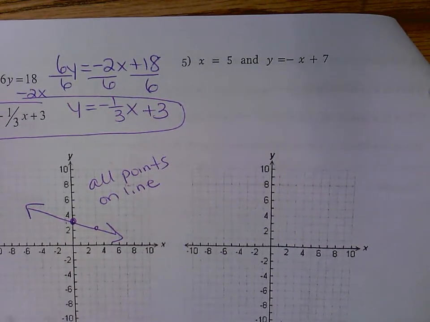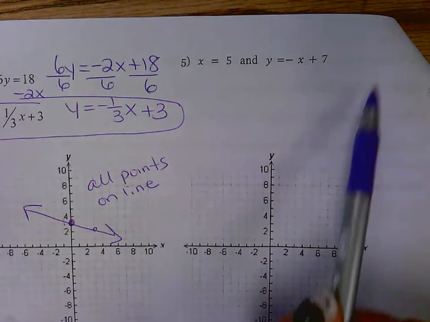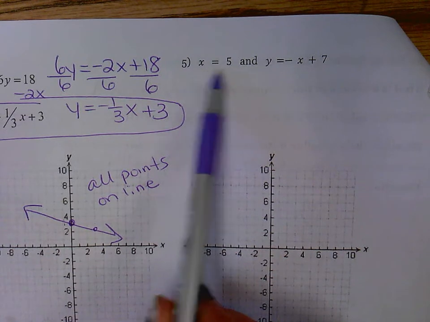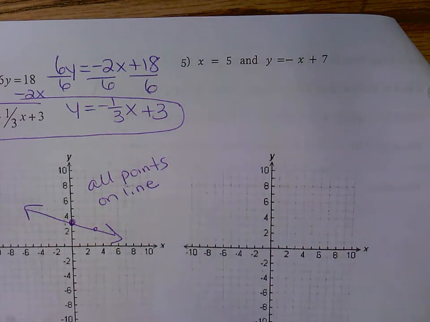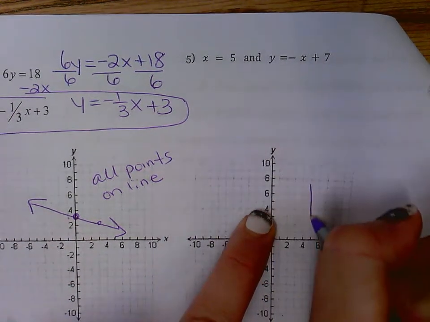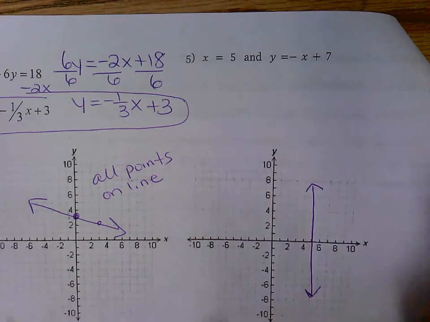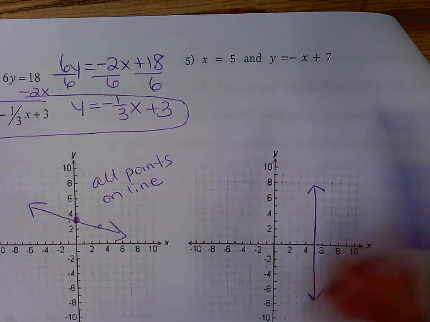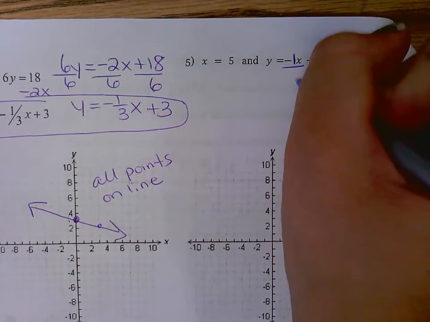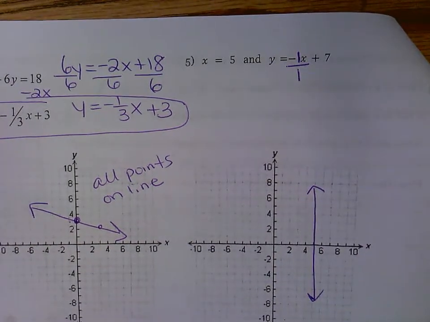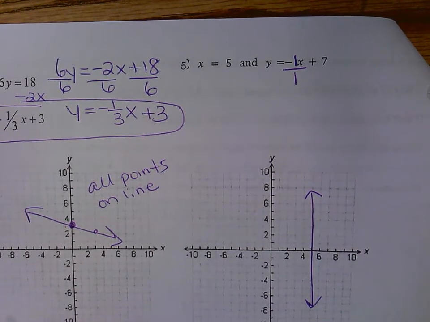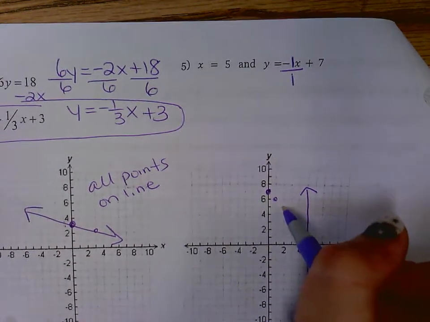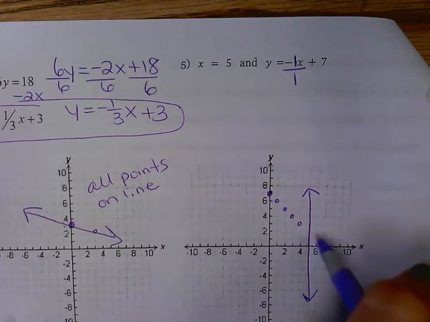All right, the next one. This problem scared you. A lot of you skipped it. X equals 5 is a vertical line. Remember, slope, undefined. So it's at 5, vertical line. And you also were scared that there was no number in front of the X. It's a -1/1 when there's no number written there. So you're going to start at 7 as your y-intercept and go down 1/1 until you intersect your vertical line.